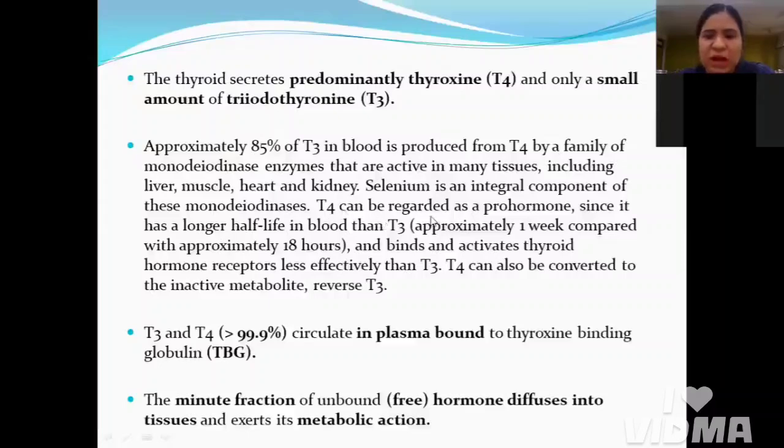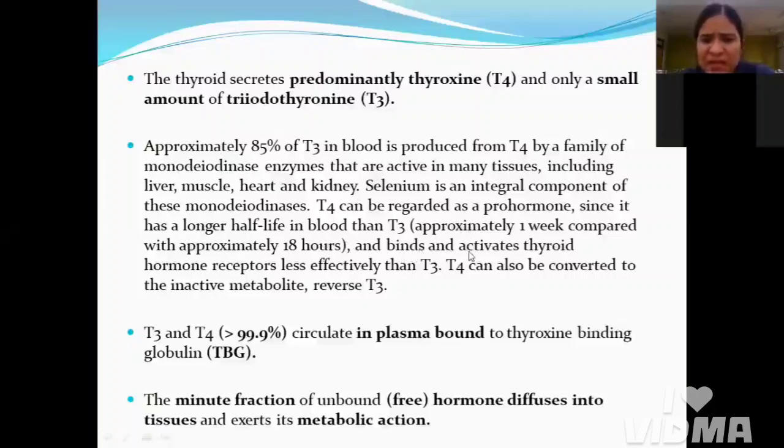Okay, T4 can be regarded as a pro-hormone. Pro-hormone means before the production of the main hormone, the pro-hormone is there. Because T4 gets converted to T3, that's why it is called a pro-hormone, and moreover it has a longer half-life than T3. Approximately 1 week as compared to 18 hours for T3. Half-life means the time it takes to break down.